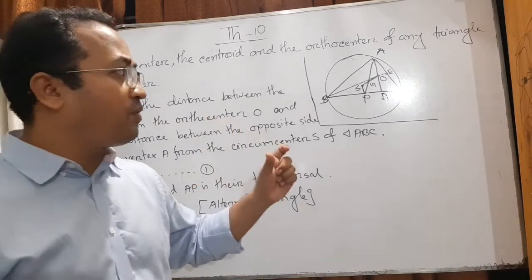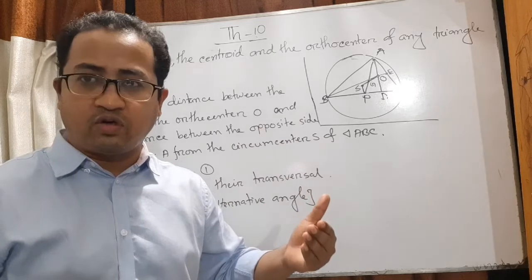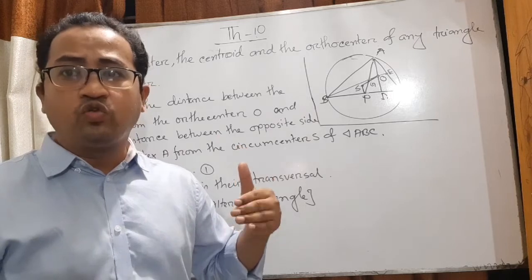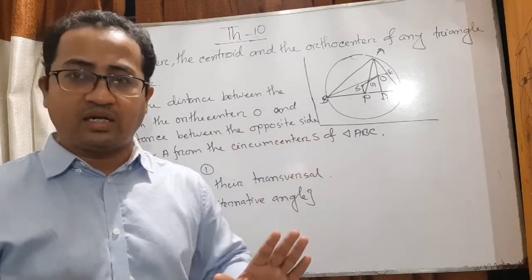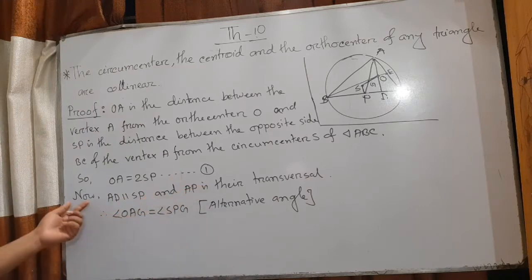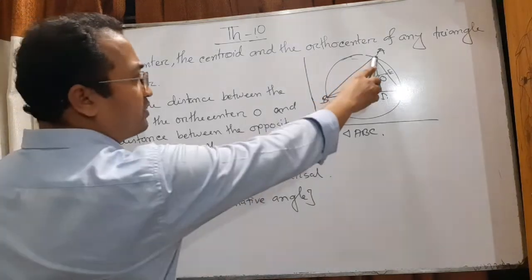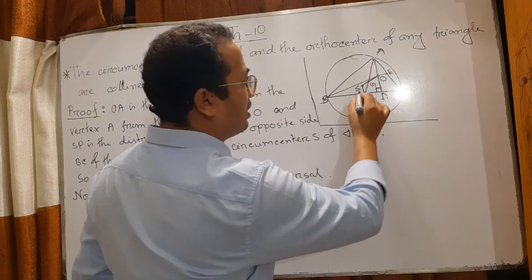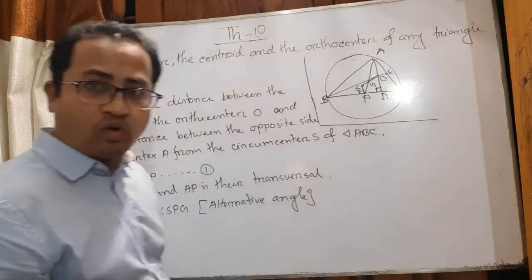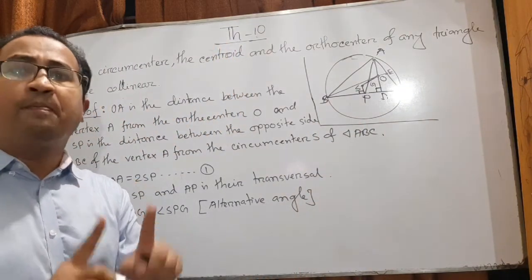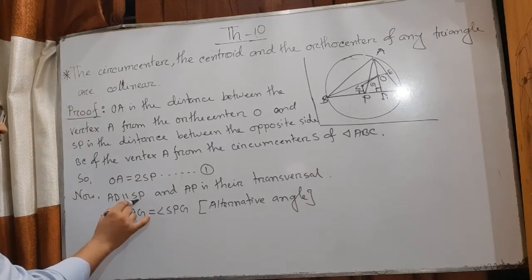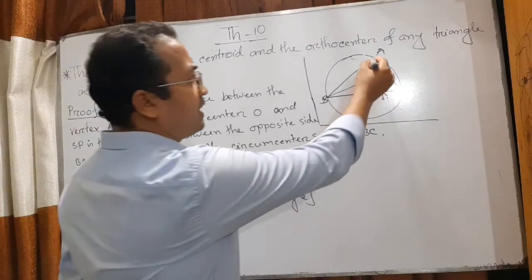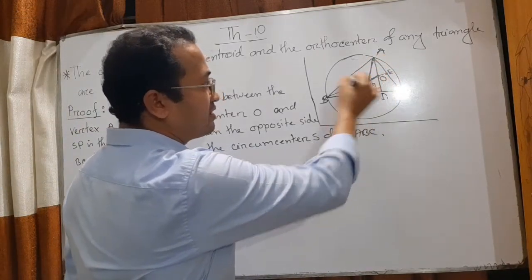Again, the distance from the orthocenter to any vertex of a triangle is twice the distance from the circumcenter to the opposite side of that vertex. So, equation 1. Now look over there. AD is a perpendicular line. We draw here AD as a perpendicular. SP is also a perpendicular. These two perpendiculars must be parallel. So AD is parallel to SP and AP is their transversal.